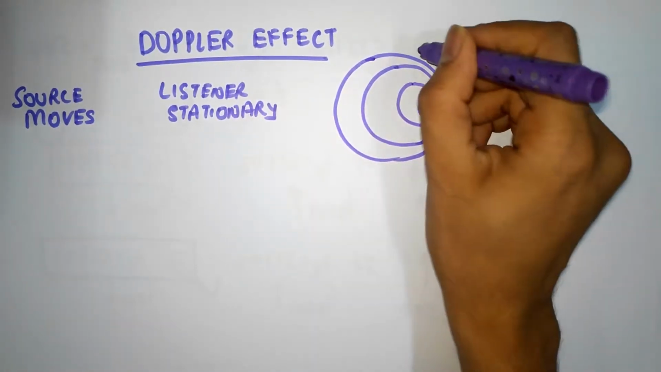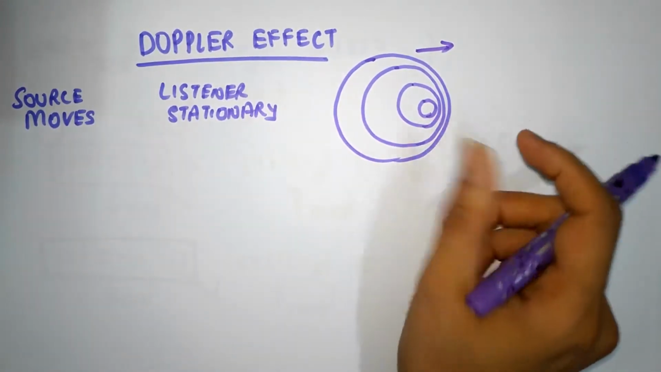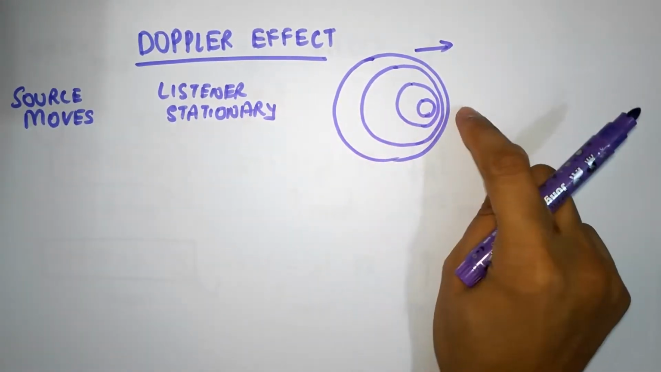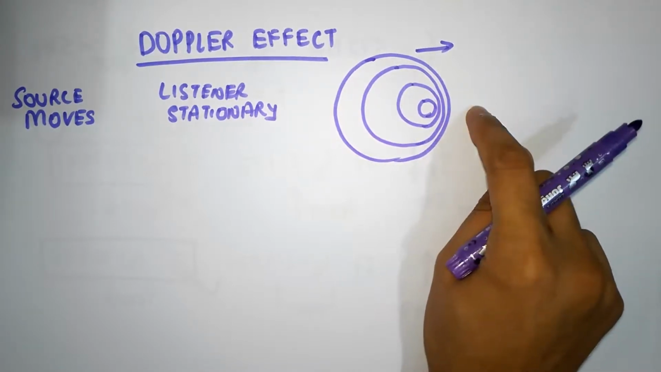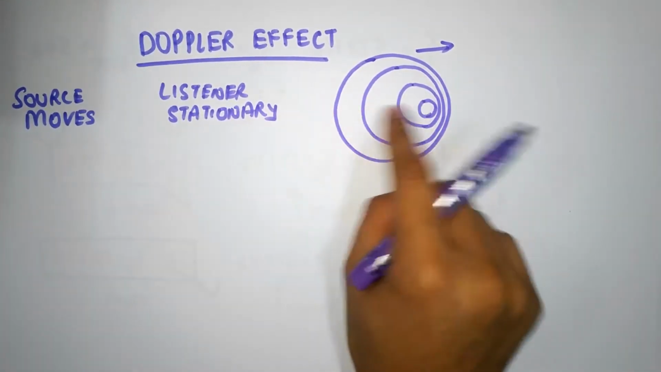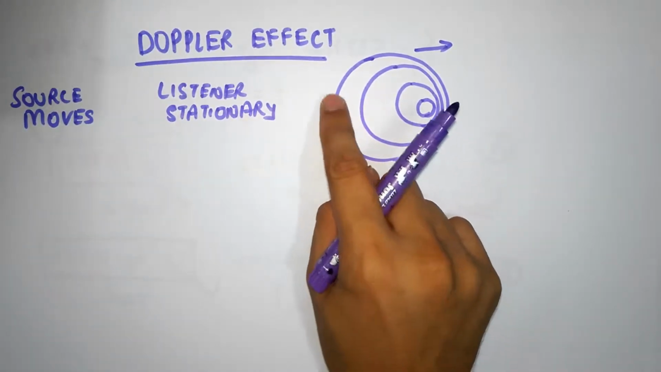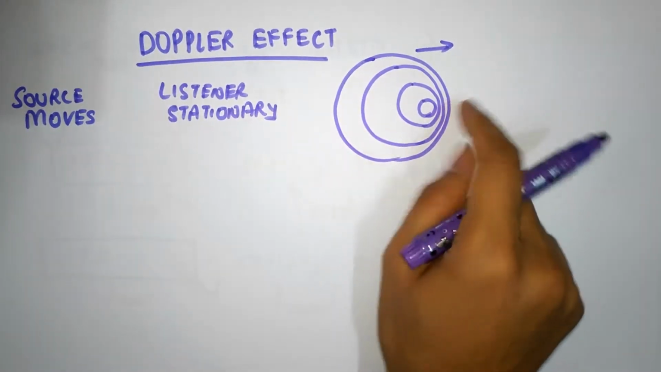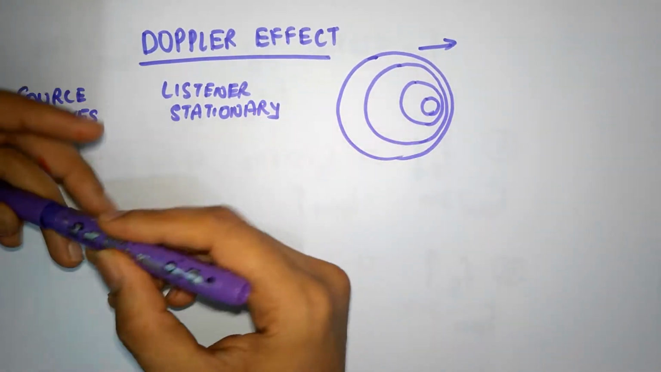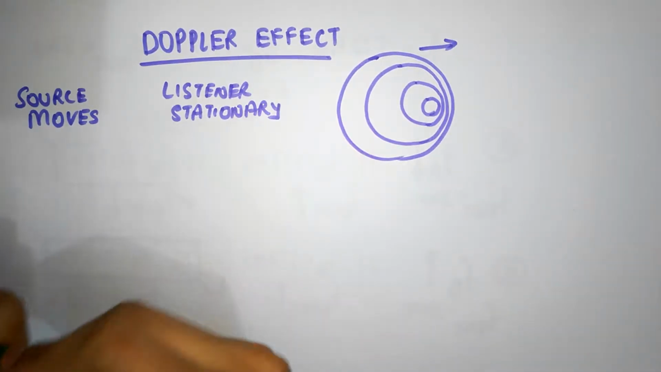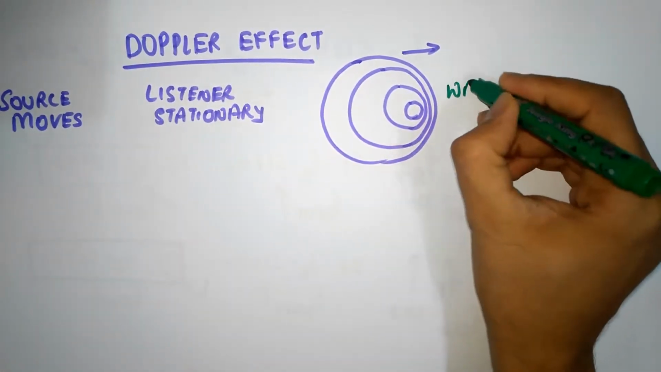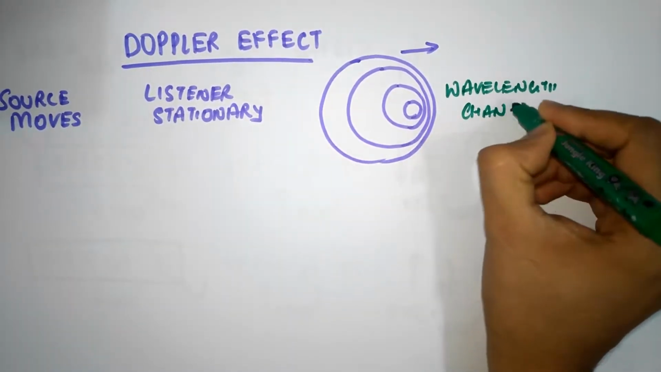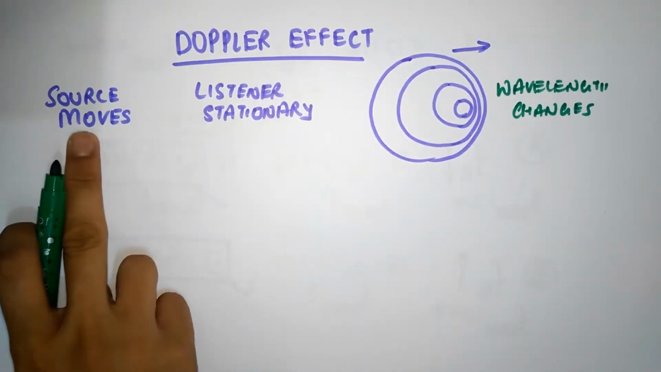And therefore, if it's traveling this way, you will see the wavelength would have shrunk on one side and the wavelength expands on the other side. So the side where it's approaching the listener, the frequency is going to increase. The side where it's going away from the listener, the frequency is going to decrease. So the frequency heard by the people will be different when it's approaching and when it's receding. So the reason why Doppler effect takes place in this case is because the wavelength changes. Okay, so that's what happens when the source is moving.